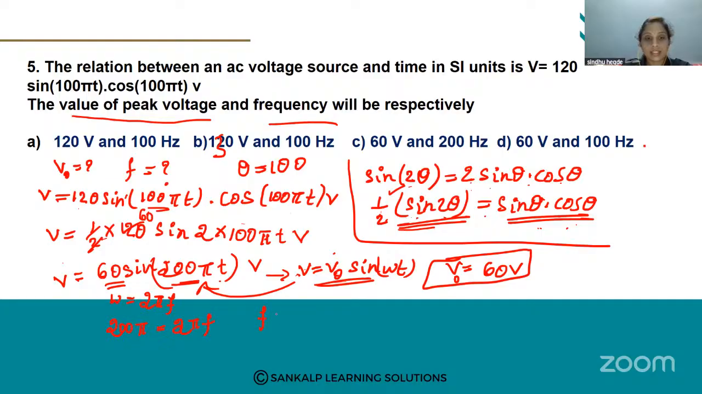Then what is f? f is equal to 200 pi divided by 2 pi. Here pi gets cancelled out. 2 ones are 2, 200 by 2 is 100. Then what is the answer? 100 hertz. So the frequency is 100 hertz. Like this we can solve this question. Okay, see, understood or not?